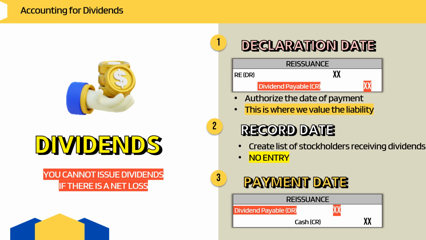And in dividends, there are 3 particular dates lang that you need to be aware of. There is a declaration date. That's the time that we will authorize the release of the dividends. And kindly take note na ito yung pinaka-importanteng date because this is where we value the liability of our dividends payable. Record date is just something good to know. That's when they finalize sino yung makaka-receive ng dividends. And then payment date is when you actually pay them.